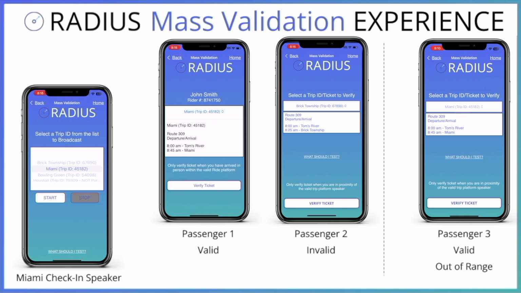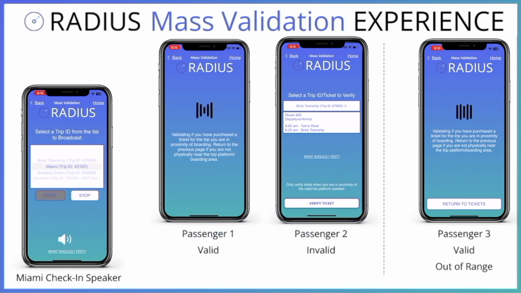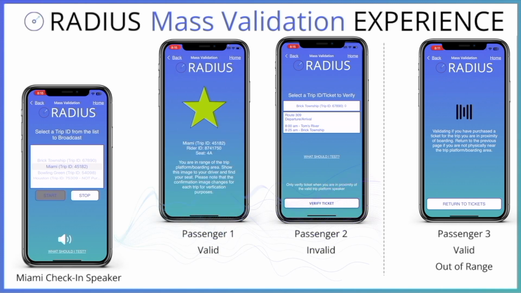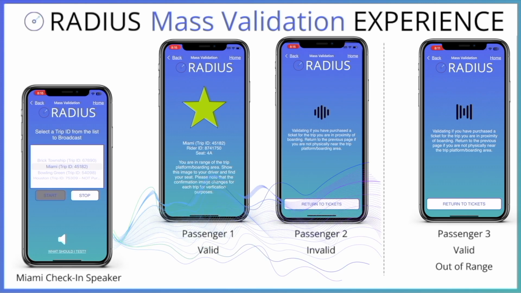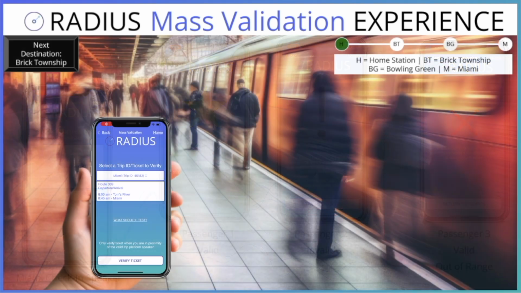If the passenger's ticket trip ID matches the received merchant speaker trip ID, the success screen will appear. The color of the star will change every time, which will represent the valid trip. If the passenger has selected to verify a ticket that does not match the one selected by the broadcasting check-in speaker, a warning screen will appear instructing them to select the correct ticket. After 10 seconds of listening, if no valid trip ID tone is detected, the screen will time out and request that the passenger return to the tickets page.